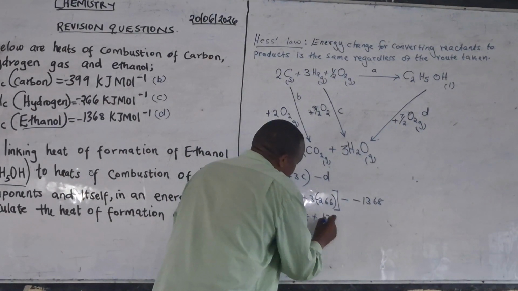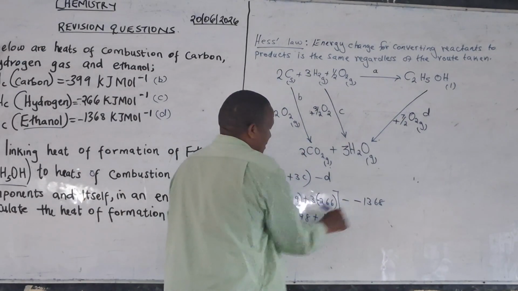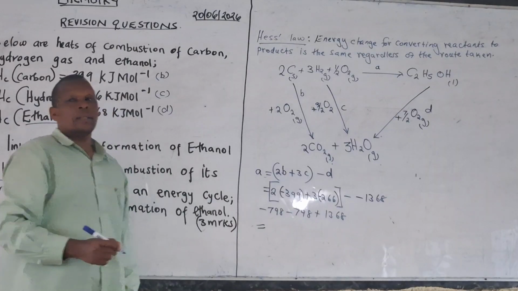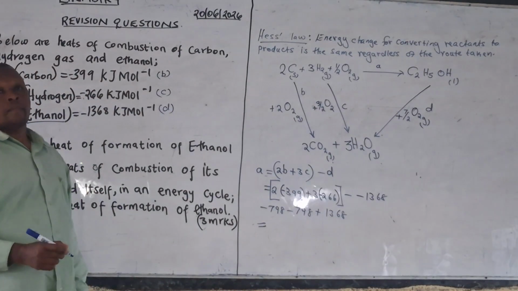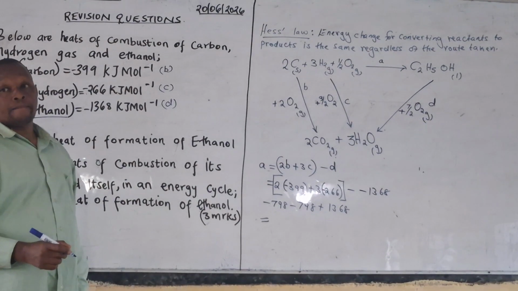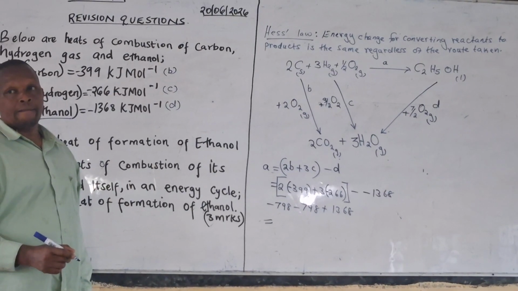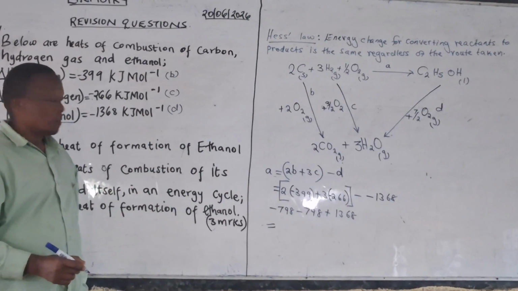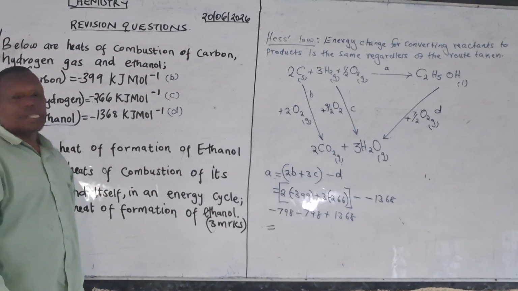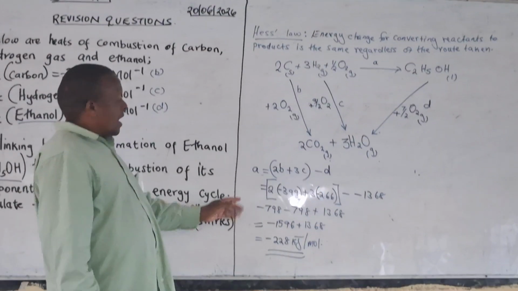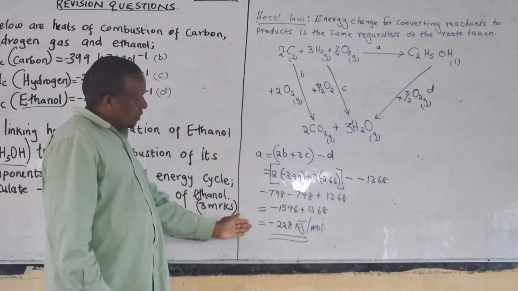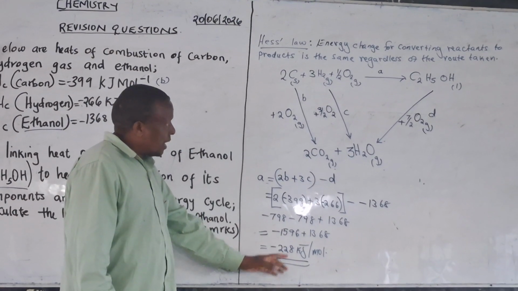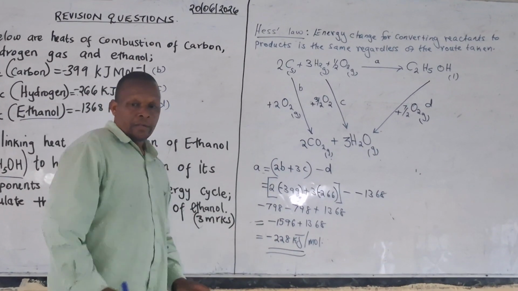Plus 1368. Minus becomes plus. What do you get? Having done our calculation, we have got negative 228 kilojoules per mole. Thank you. And 3.